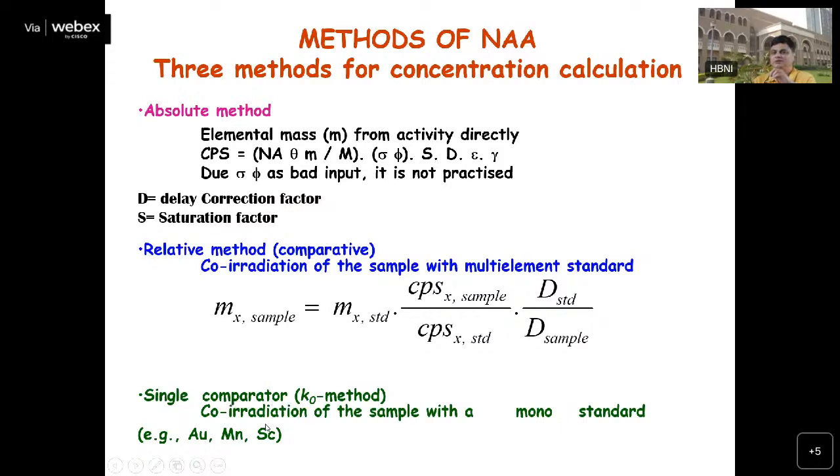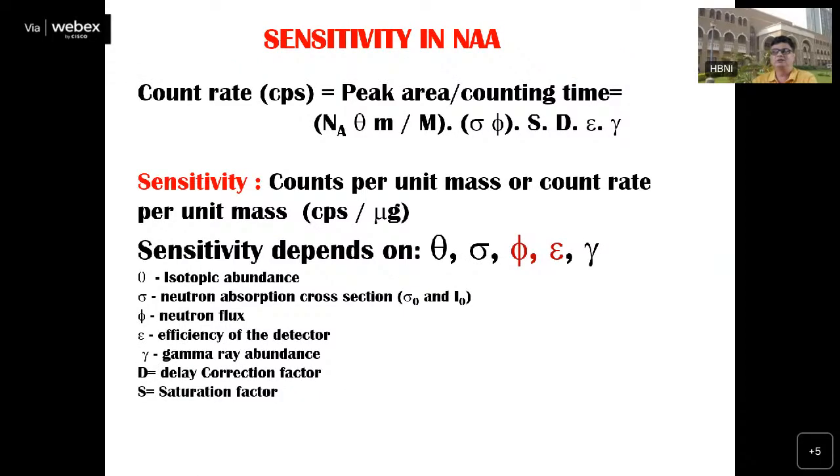So here in the single comparator method, instead of a multi-element standard, they are using a mono standard. This mono standard can be gold, manganese, or scandium. So based on this K0, that's called the K0 method, they do the final calculation. This is how we can evaluate the sensitivity in neutron activation analysis.